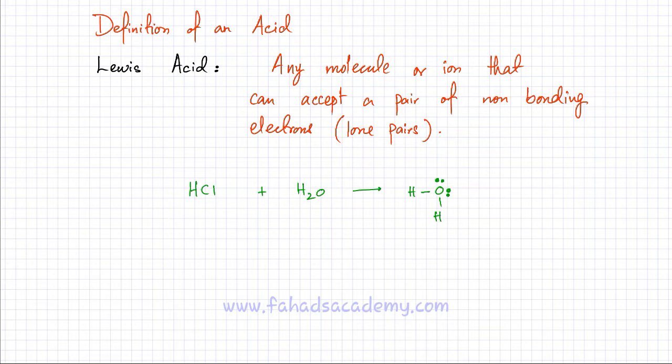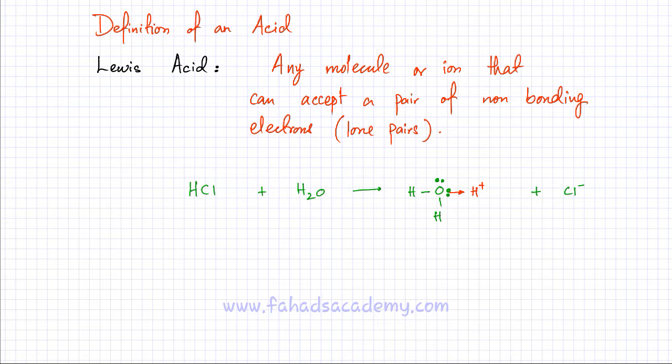Now HCl is going to produce an H+ ion. So that H+ ion would be attracted to these lone pairs. So it's going to end up forming a dative covalent bond, or a coordinate bond, with the water molecule, and the other thing that would be left over would be the Cl- ion. So HCl would lose its H+ ion, and Cl- would be left behind.